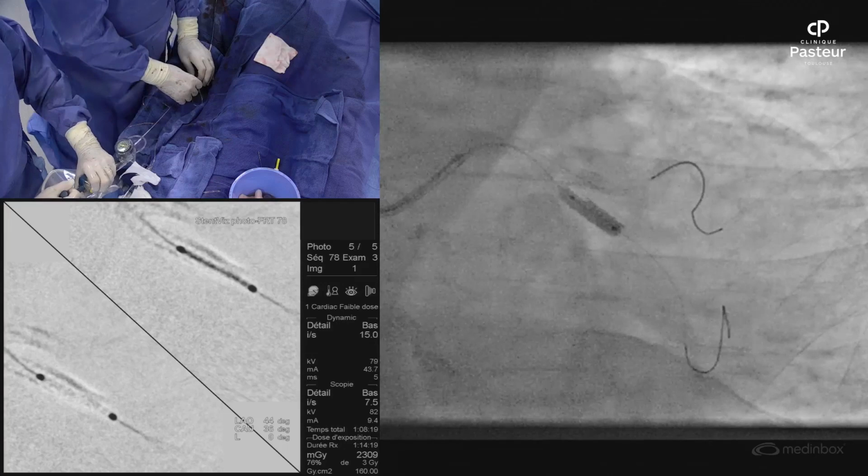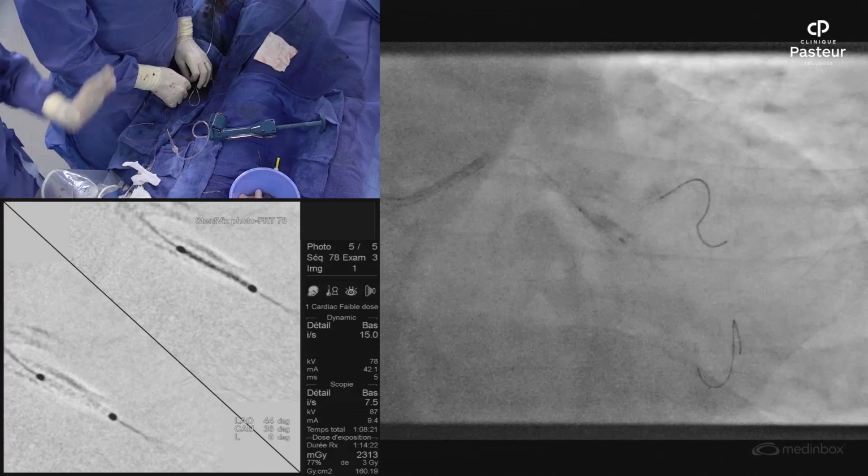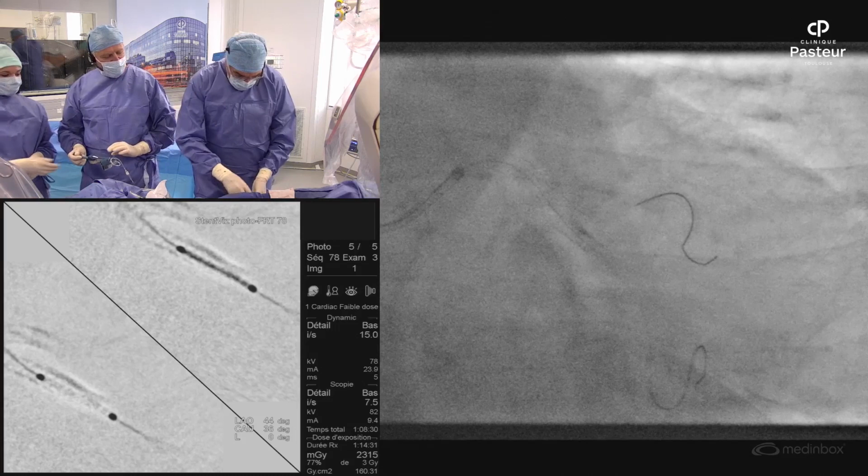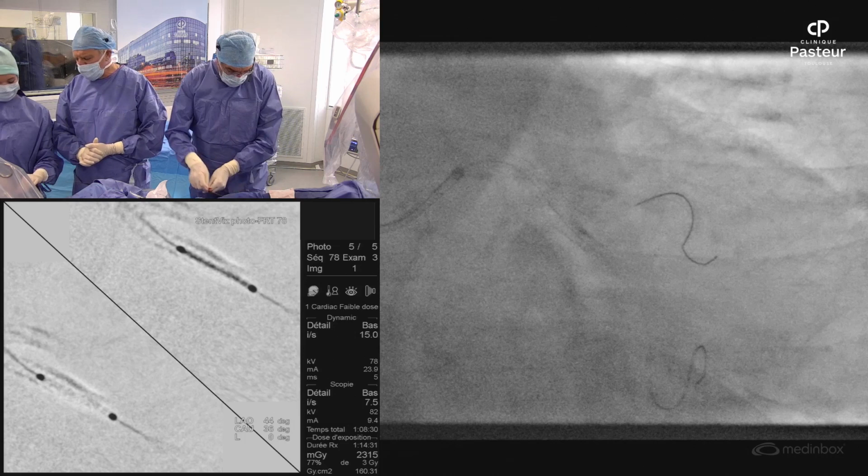Down. Okay, and now I think it's okay. We have done already the kissing. We are down to the bifurcation. What we can do is to finish with the final POT proximally. Yeah. Why not? With a short balloon, yeah. Because we have done a lot of work inside this proximal stent. And maybe it's a good idea to finish with a POT. Yeah, I think so. 3.0 by 12.